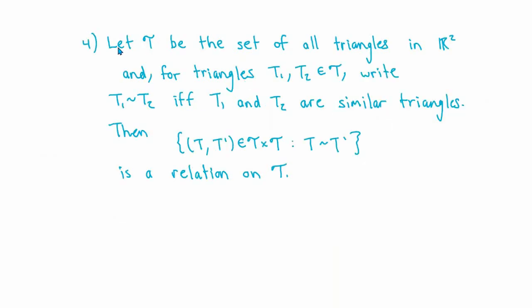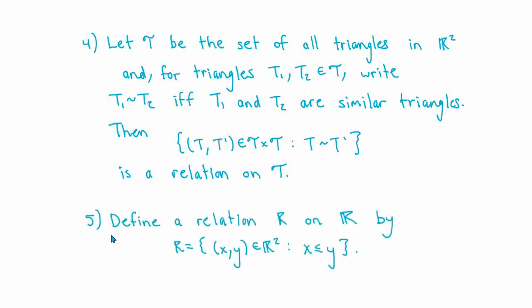For our fourth example, just to show the flexibility of this definition, let script T be the set of all triangles in the plane, and let's define a relation on the set T by the rule that two triangles T1 and T2 are related to each other if and only if they're similar triangles. This is certainly a perfectly valid example of a relation on a set.